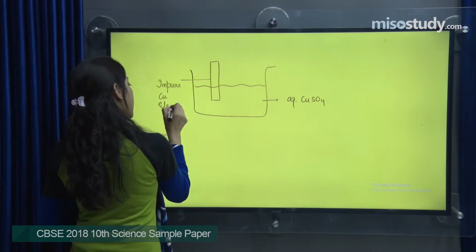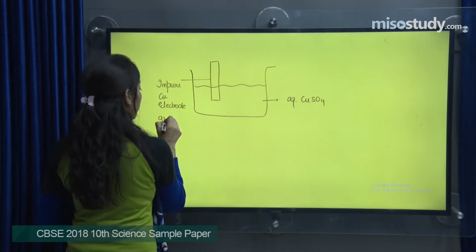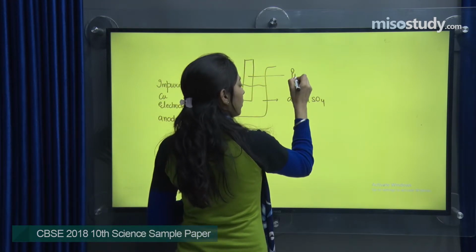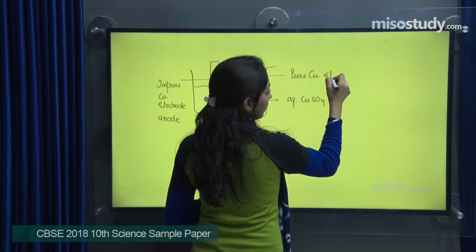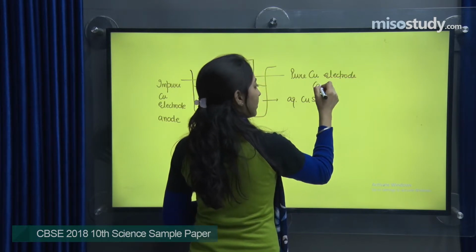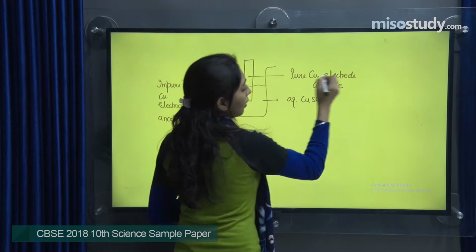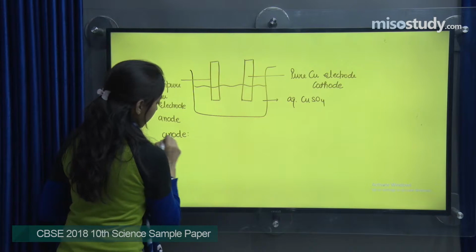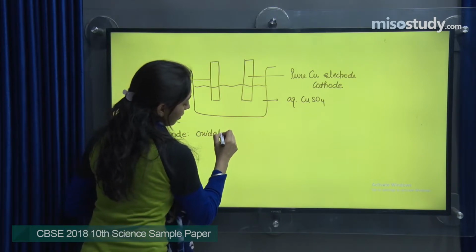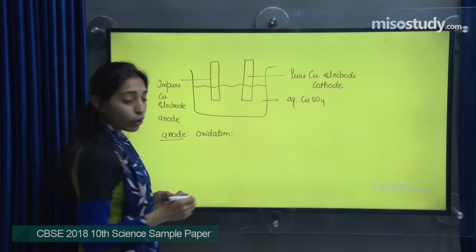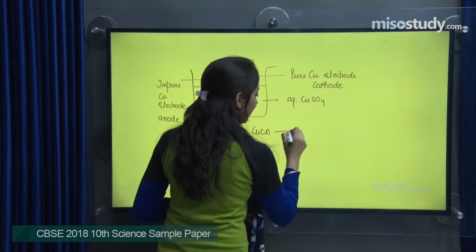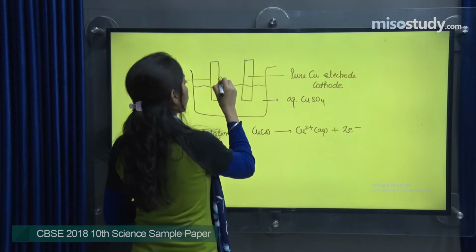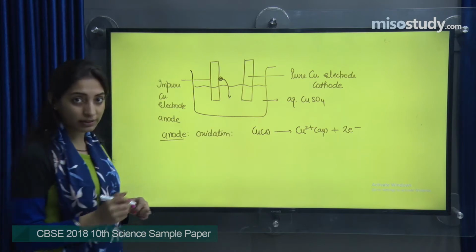You will be making the impure copper electrode as the anode. You will make the pure copper electrode as the cathode. Now you know that at anode oxidation occurs, and what happens during oxidation? Copper in the solid state will get converted into Cu2+ in the aqueous state plus 2 electrons. So copper is getting converted into Cu2+ plus 2 electrons.